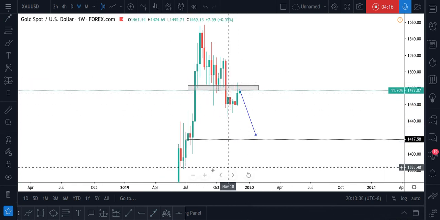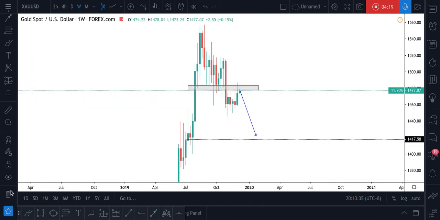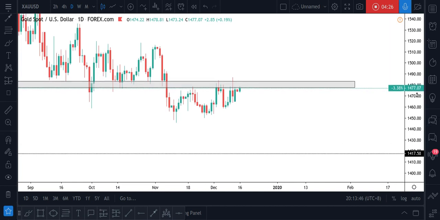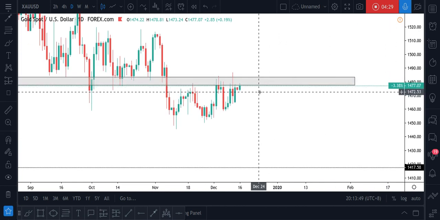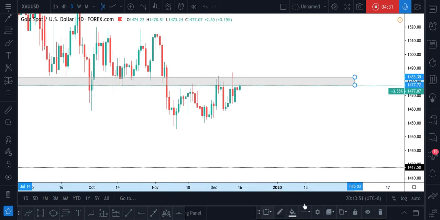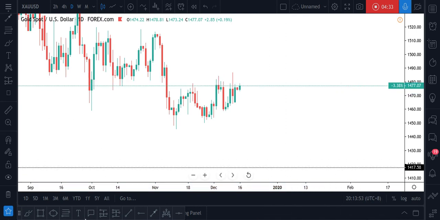But before we can reach that target, we have to look at the 4-hour time frame and the 1-day time frame, in order to see what kind of price action we're getting on the 1-day time frame. So let's have a look at the 1-day, and we can automatically see that this pair is not ready for a move to the downside yet.